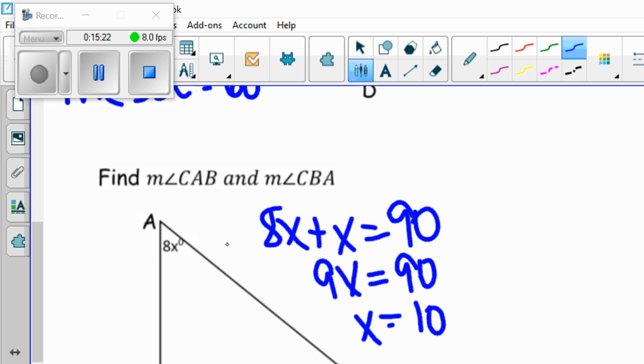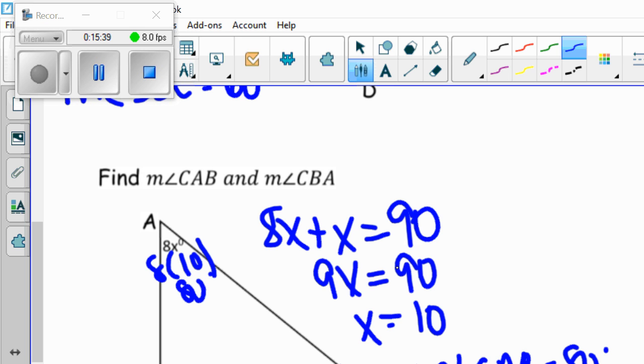So this is 10. If I plug it in up here, 8 times 10 is 80. So then I have the measure of angle CAB is 80 degrees. The measure of angle CBA is 10 degrees.